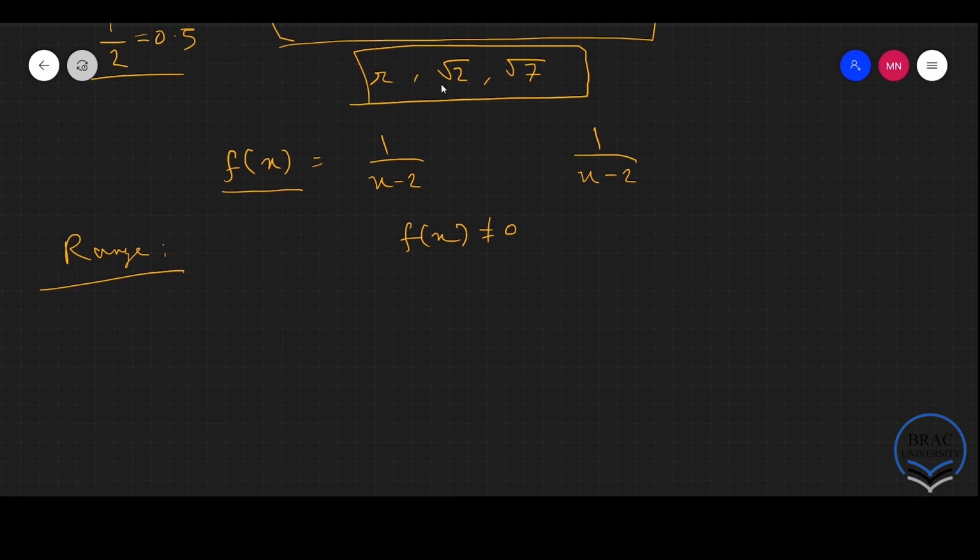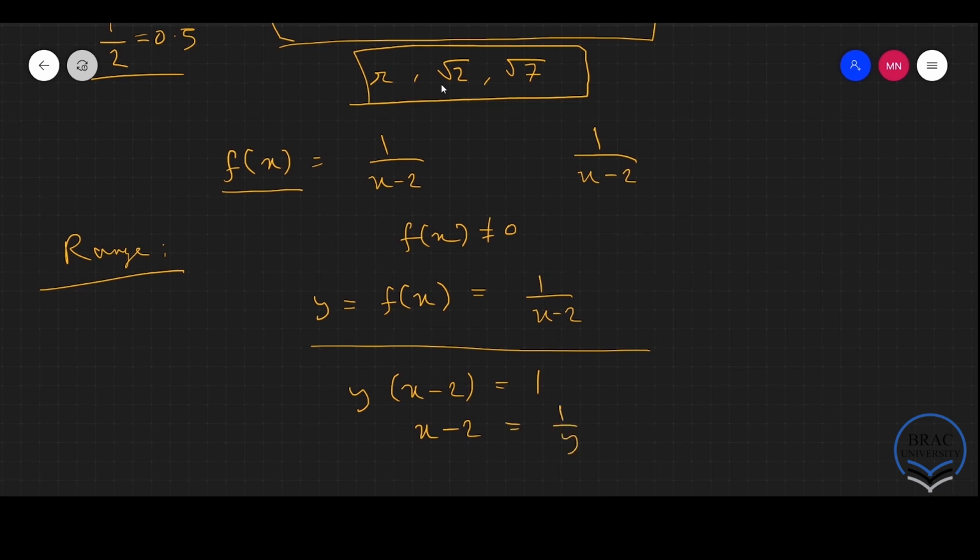We can also show this more explicitly if we let y be equal to f of x, which is equal to 1 by x minus 2, right? And we can just solve this equation for x. So what we can do is multiply both sides by x minus 2. So we have y times x minus 2 equals 1. And dividing both sides by y, we have x minus 2 is equal to 1 by y. Add 2 on both sides, so we have x is equal to 1 by y plus 2. And this is just 1 plus 2y over y, right?